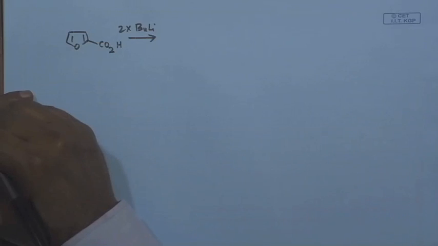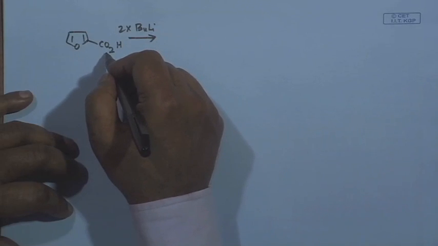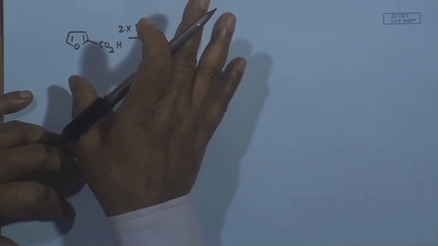If you add butyl lithium, of course, minimum 2 equivalents, you have all kinds of possibilities. Butyl lithium can nucleophilically attack the carboxyl group, it can deprotonate this hydrogen, and so many things can happen. But with a few examples, you can just make a guess.